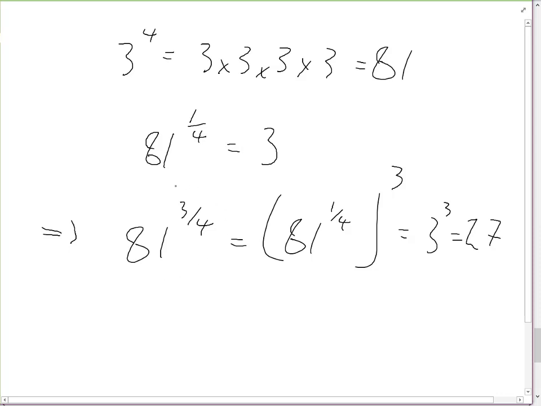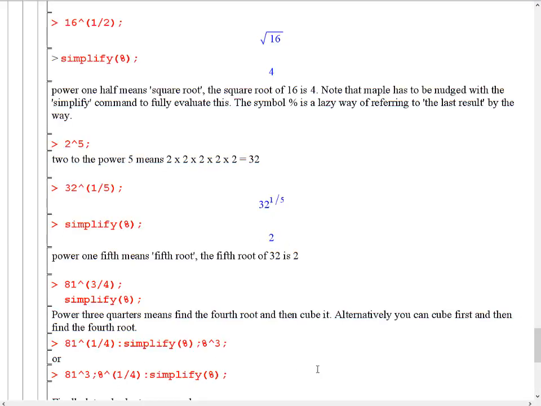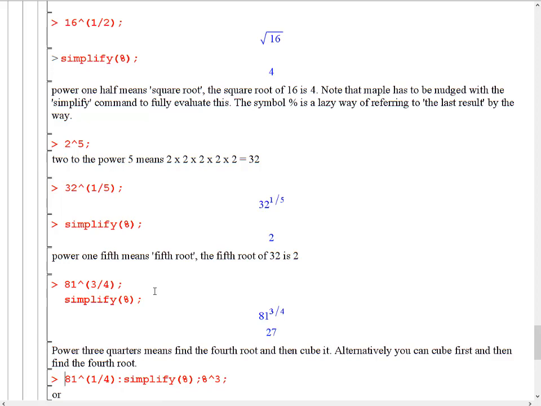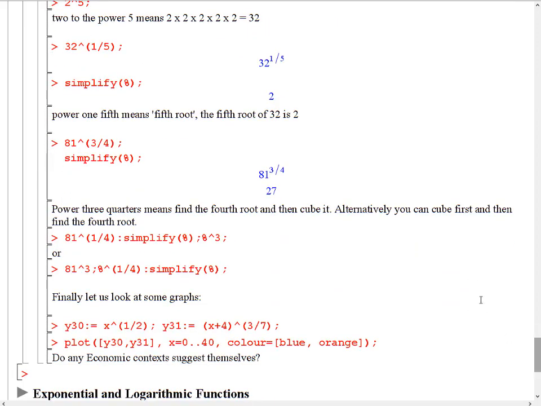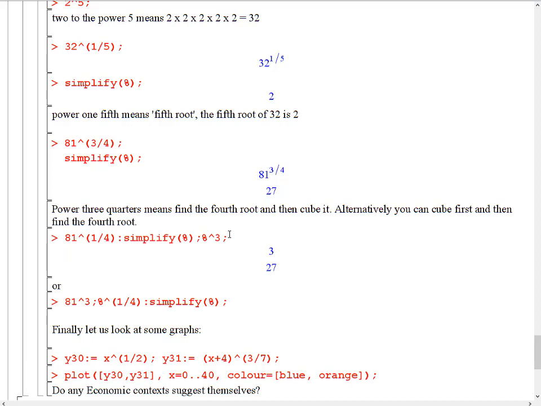So what you can do is, first of all, to find this, you calculate this to get 3. And then to get from here to here, you raise this to the power 3. So 3 to the power 3 is 27. Okay, let's see if this agrees with the computer's calculation. This gives you 27. Alternatively, there is another way you could do it. That's the way I did do it: first I got to 3, and I went to 27.